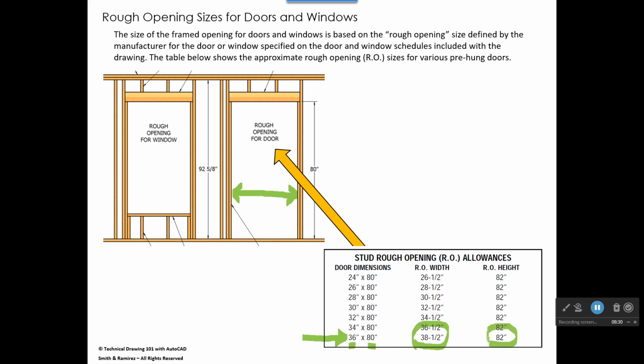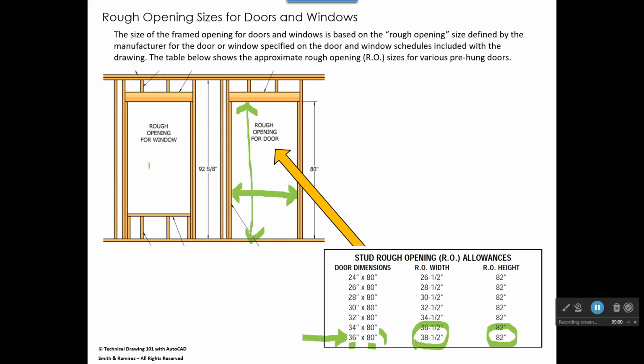And the rough opening for the height, which would be from here down to the floor, would measure 82 inches, even though the door itself is 80 inches. That's because generally doors come what we call pre-hung, so they have a frame around them. The frame adds a couple of extra inches around a door, and we have to make sure that the rough opening will allow for the frame to fit inside there.